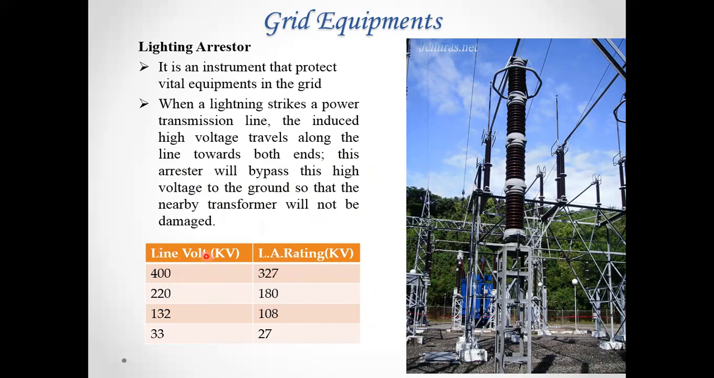Again, a lightning arrestor has a rating. Suppose our line voltage is around 400 kilovolt, then the lightning arrestor rating will be 327 kilovolt. Similarly, if the line voltage is 220 kilovolt, the lightning arrestor rating will be 180. Subsequently for the other 132 grid substation and 33 grid substation, the value will be less.